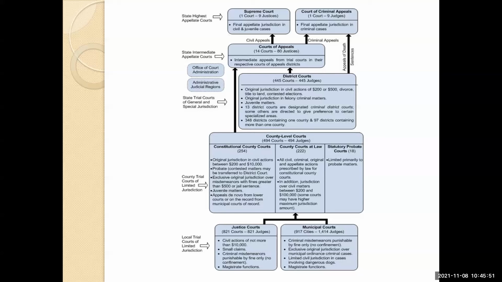The rest of the appeals cases coming out of district courts will go to a court of appeals. We have 14 courts in the state of Texas that are courts of appeals staffed by 80 justices. Their job is appellate only. They only hear appeals cases. They only hear those appeals cases coming either out of the county level courts or out of the district courts. And whatever court it comes out of, it's directed to a particular court of appeals. They have their districts as well.